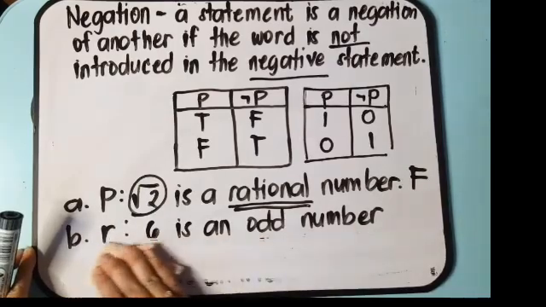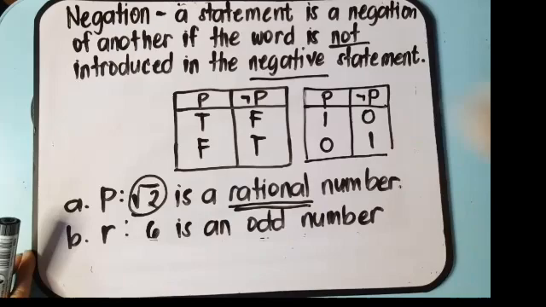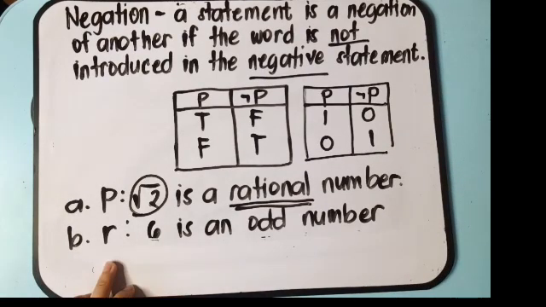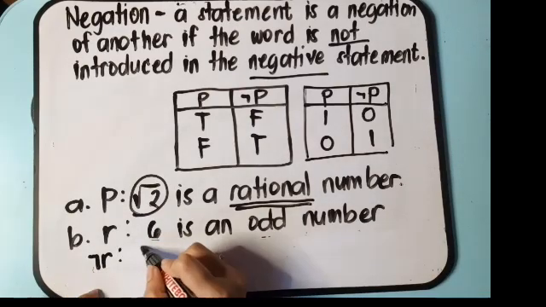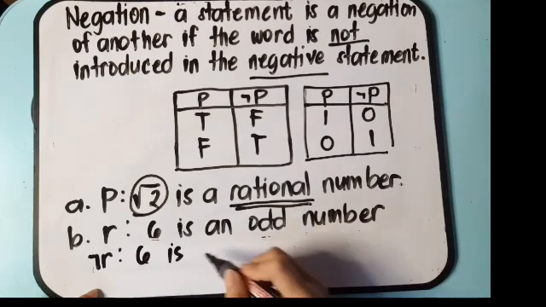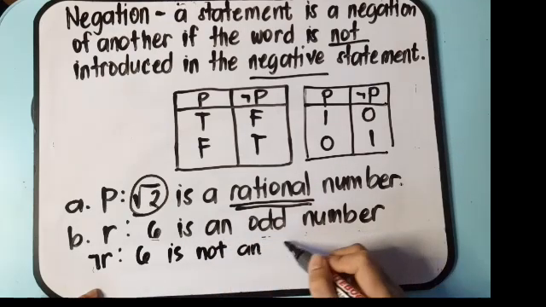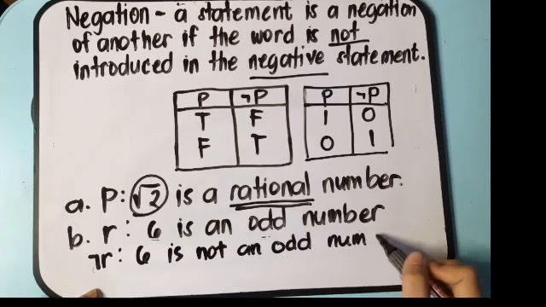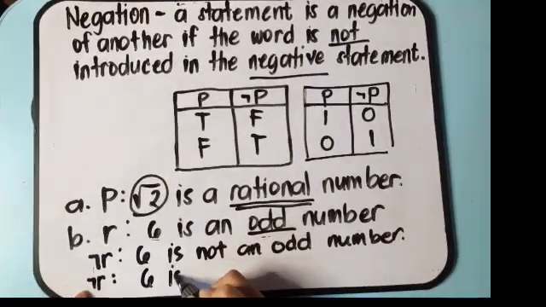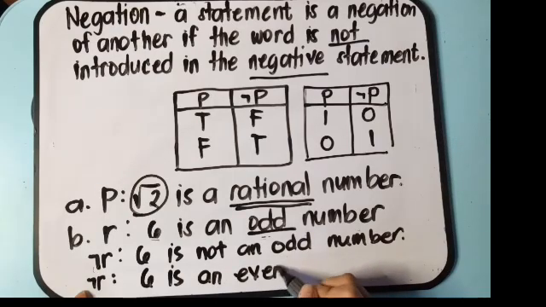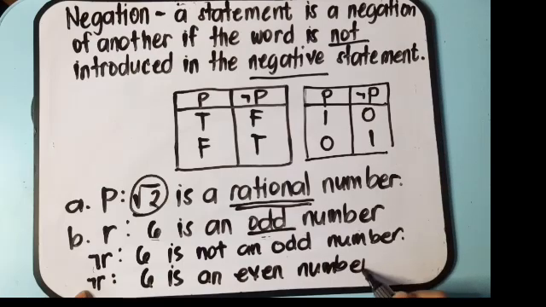Next, let's have letter B. I will erase this one because I don't have any spaces anymore. Okay? Letter B, we have the proposition R. 6 is an odd number. When we negate it, not R is, 6 is not an odd number. But I prefer the opposite of odd: 6 is an even number. So, I prefer that you think of the counterpart of the word used in the proposition, class. Hindi lang yung puro not lang yung gagamitin natin.